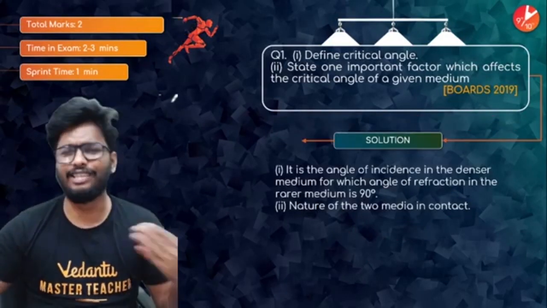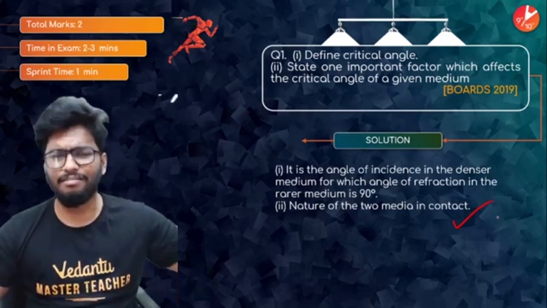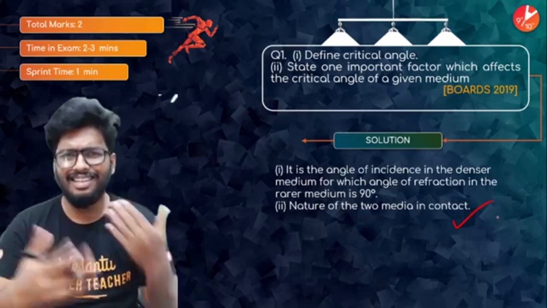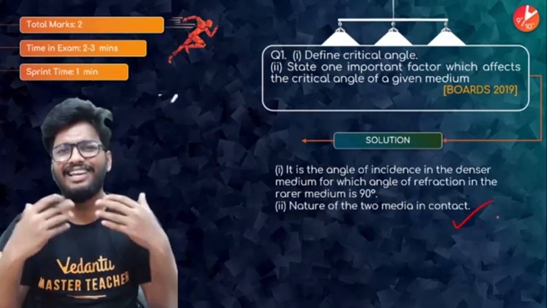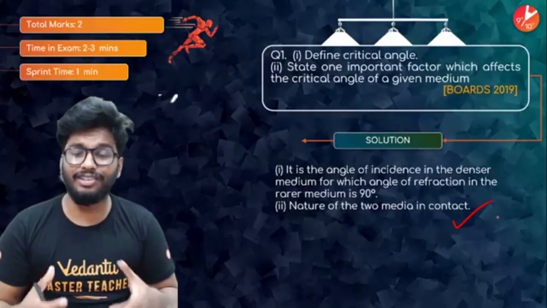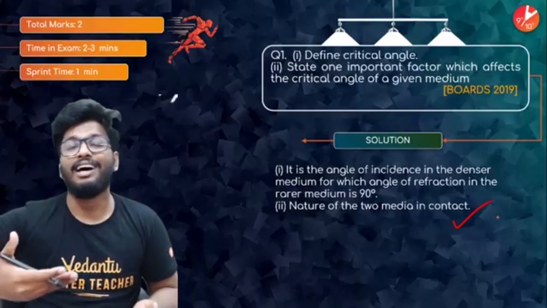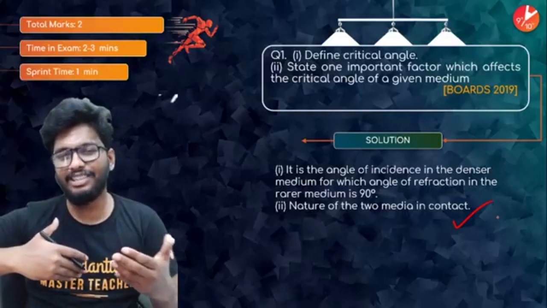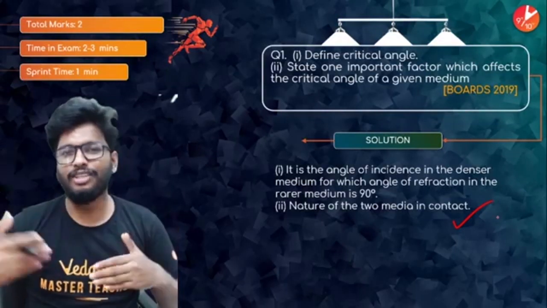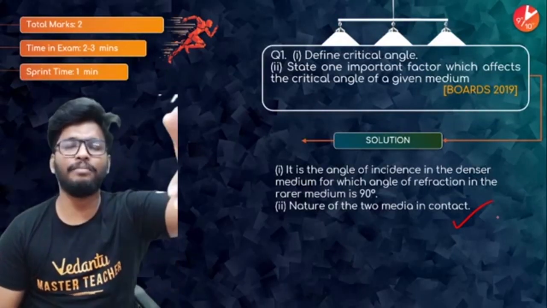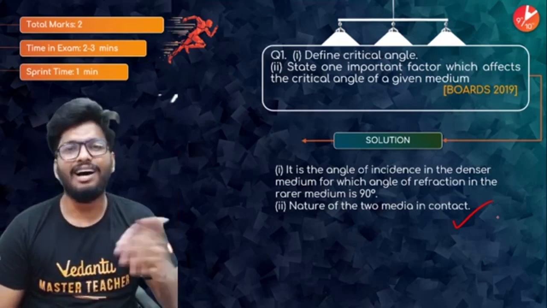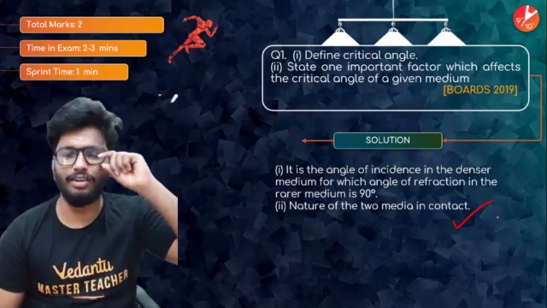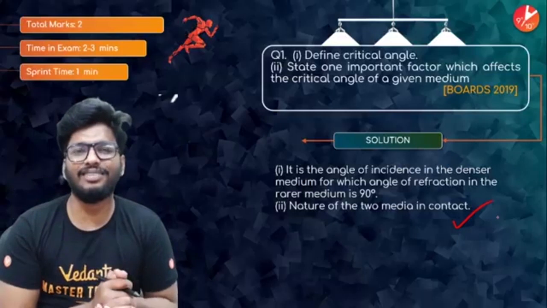Here they've given us the nature of the two mediums in contact, which is nothing but the refractive index itself. That tells you the nature of the medium. Now again, you have to make sure that if you want to see the critical angle, the ray of light should be traveling from a denser medium into a rarer medium. Only then you'll be able to see this. Otherwise, it will not happen. That is one thing you have to remember. Anyways, that is the answer for that question.